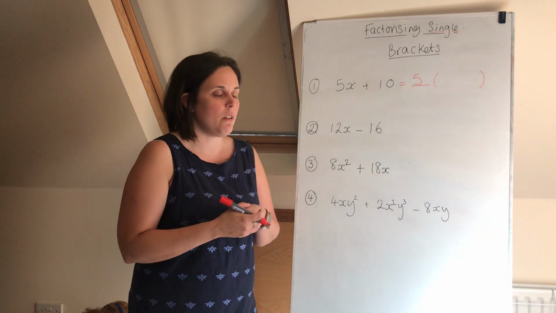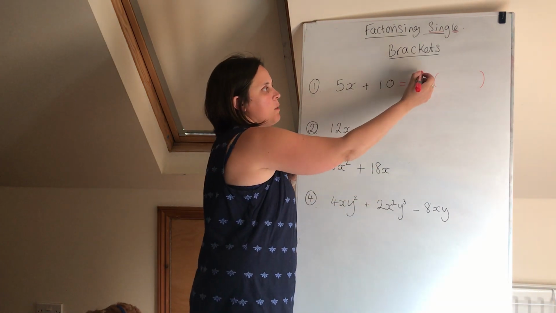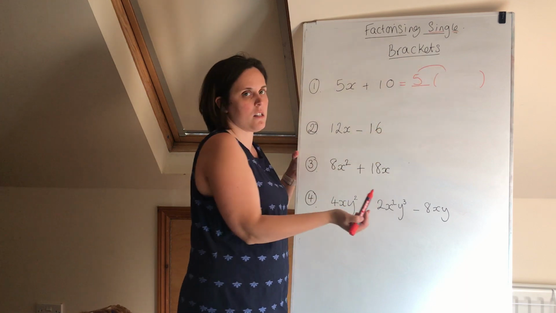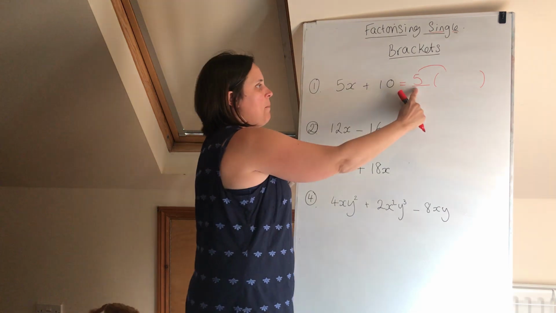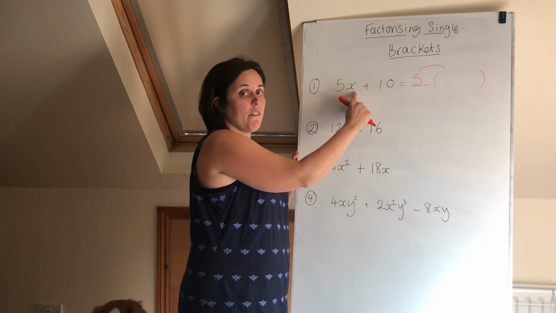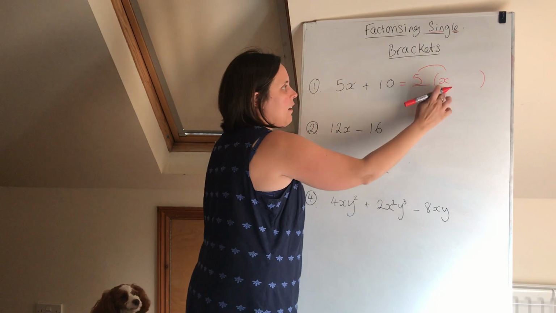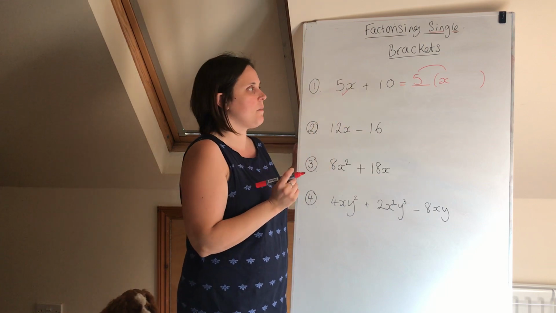And then what we do is we say to ourselves, okay, what do I multiply 5 by? Because when we're expanding, remember, we do this multiplied by the first term, and then that multiplied by the second term. So what do I multiply 5 by here, which is going to give me the answer 5x? And the answer is just x. If we do 5 times x, we get 5x. So that's our first term, and we've got that.